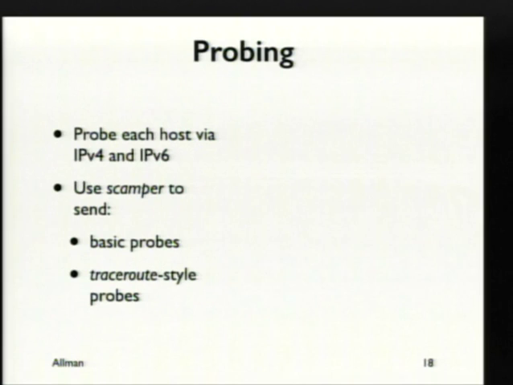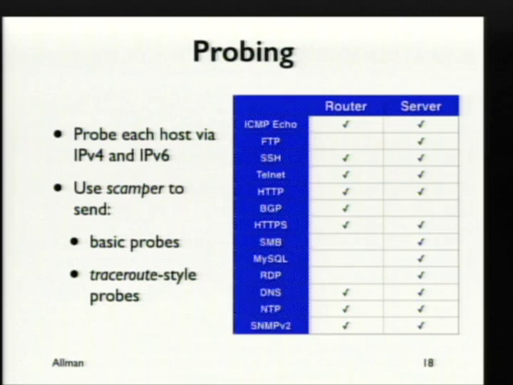We sent two kinds of probes in this study, a basic probe and a traceroute style probe. So a basic probe, you think of this as a SYN. If I want to probe the BGP port on a router, I send it a SYN, and I see what comes back. And we have a traceroute style probing, which is the same thing. We send that same SYN out, but we send it with TTL1, TTL2, TTL3, just like traceroute works, to try to understand if we see weird things, where they might be happening along the path. And we probed a bunch of different ports. We have two sets of ports, one for the routers, one for the servers, based on what services we thought each would be running.